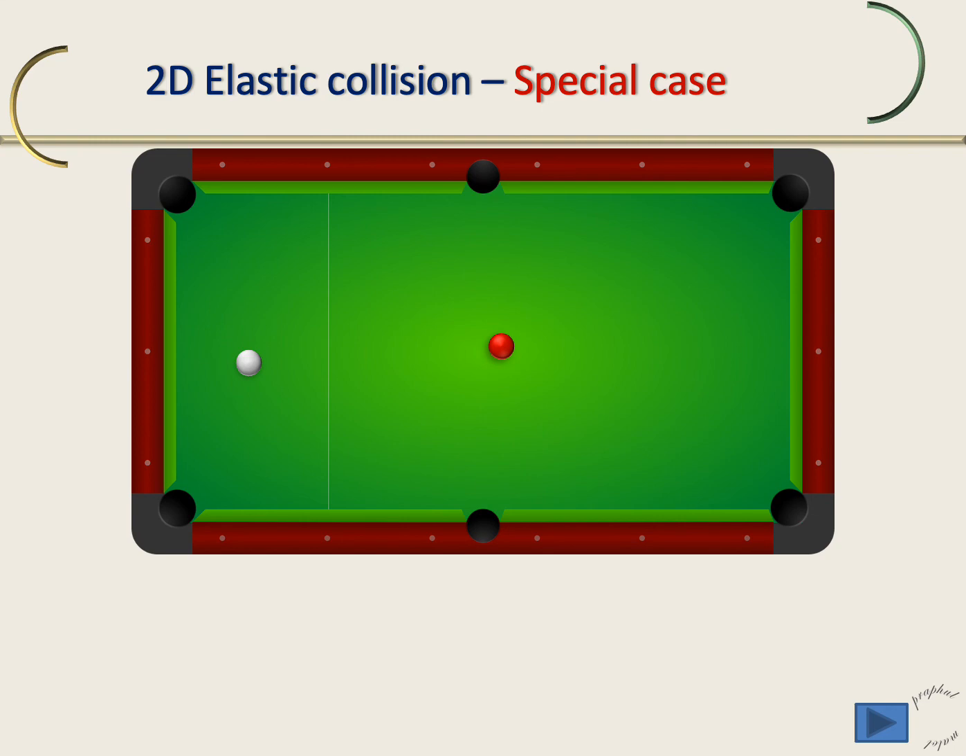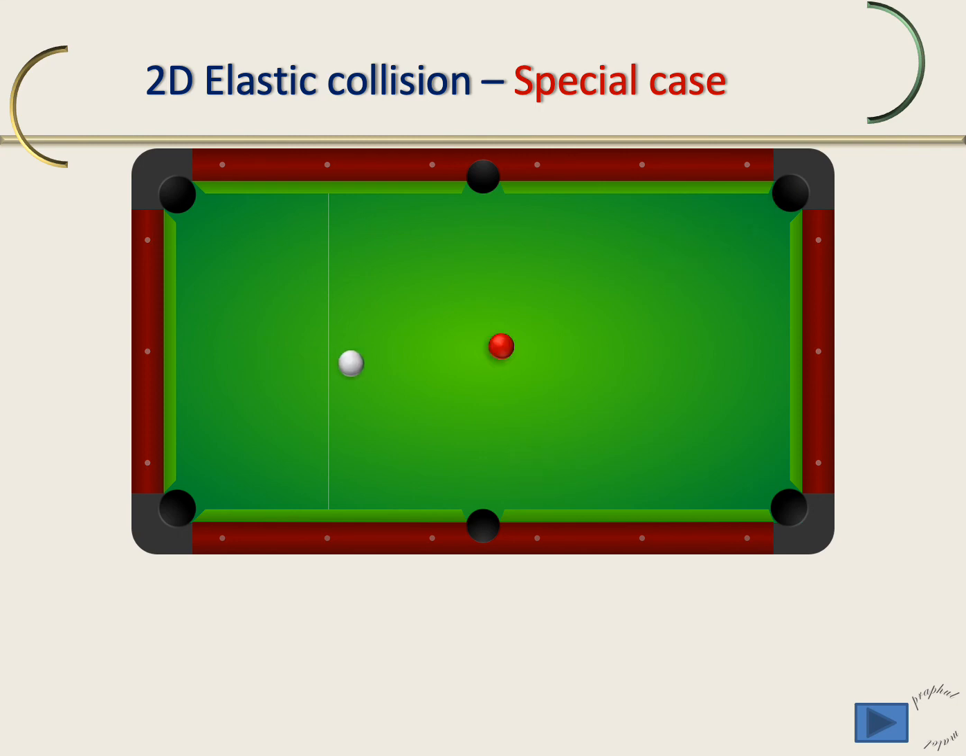The last topic of this slide, a special case of elastic collision in 2 dimensions. In this example, I have taken again a snooker board. You see the white ball and the red one. The white ball is going and colliding to the red one, but this time not a head-on collision, it's at an angle. So you can see what happens. It's colliding at an angle, and after collision, they move at different angles.